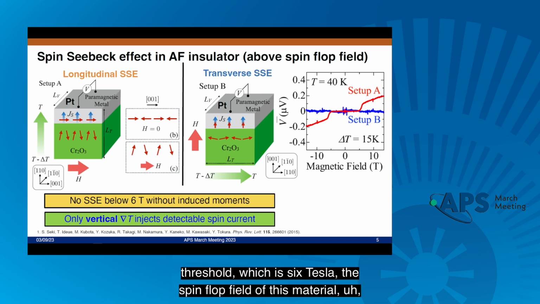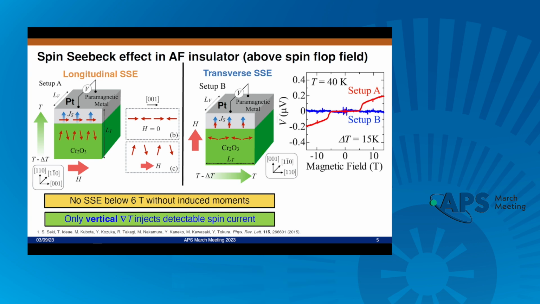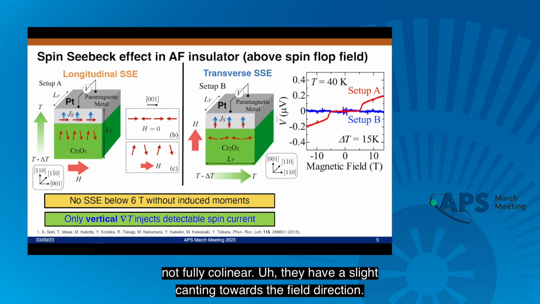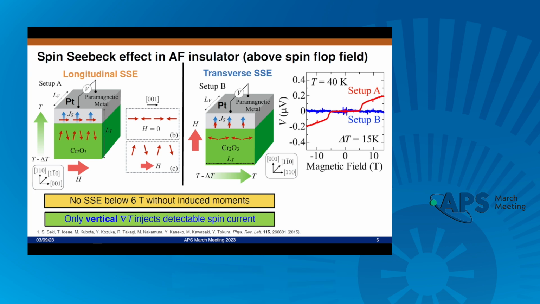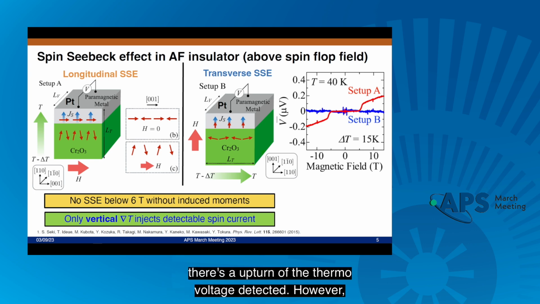the spin flop field of this material, the moments will gradually switch almost 90 degrees, not fully collinear. They have a slight canting towards the field direction, and this gives us a net moment in plane. And with this in-plane moment and the out-of-plane applied temperature gradient, you can observe the spin Seebeck effect. Here you can see that above 6 Tesla, there's an upturn of the thermal voltage detected.